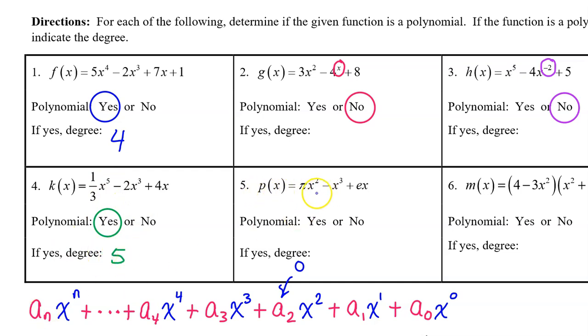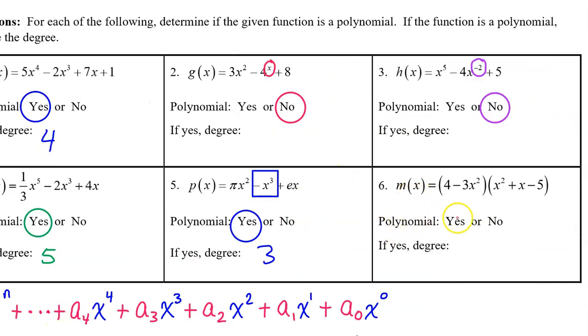Number 5, p of x looks a little bit strange because we have a coefficient of pi and a coefficient of e, but yes, this is still a polynomial. E and pi are both real numbers. Pi is approximately 3.14 and e is approximately 2.72. These are real numbers. This is a polynomial. The degree is 3. It's the highest exponent, so the degree is 3. Notice that this is considered the leading term even though it's not written first.